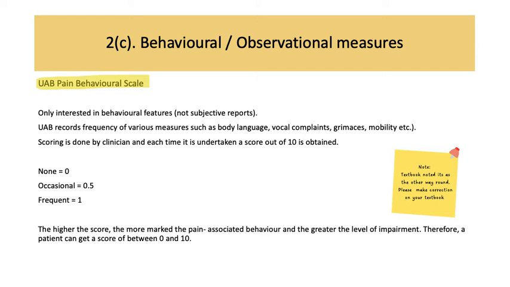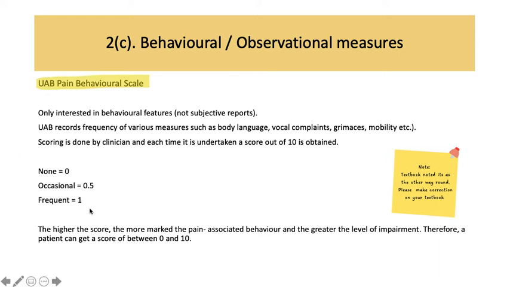Now I want you to have a look at page 243 of your textbook. There is a diagram there, the UAB Pain Behavioral Scale. Let's say number one is vocal complaints, so verbal. Take note that in your textbook it is the other way around. If it's none, it's 0, occasional is 0.5, that's correct, but frequent should be 1. But your textbook says none is 1, frequent is 0, which is the other way around. This is the correct one.